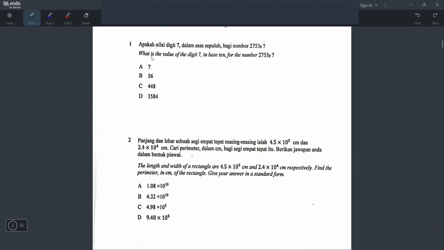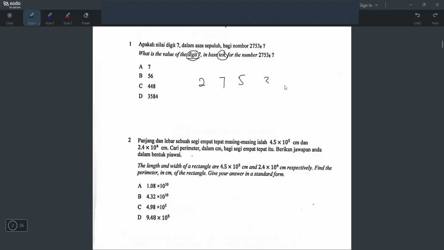Okay, number 1. What is the value of the digit 7 in base 10 for the number 2753 base 8? This is obviously the number base chapter, from chapter 4. When we do this question, we have to read what they want. If they ask for digit value, then you have to take the place value times the digit. But if they ask for place value, you just write down the place value. Okay, what do I mean by that? Let me write it down for you.